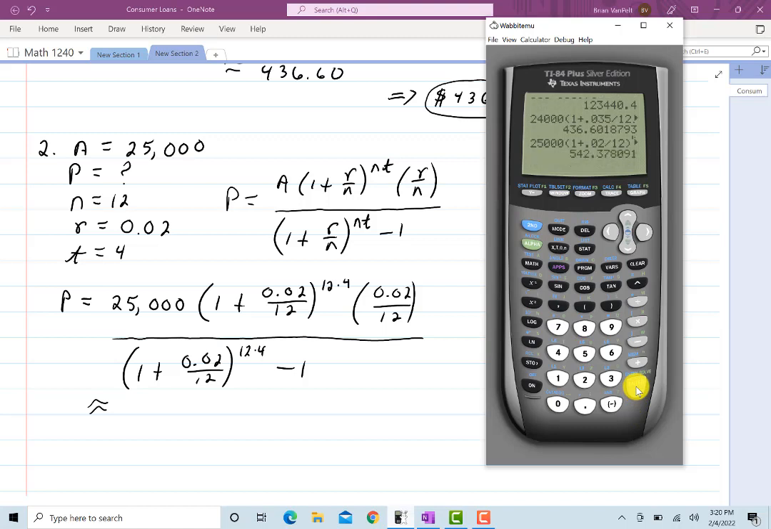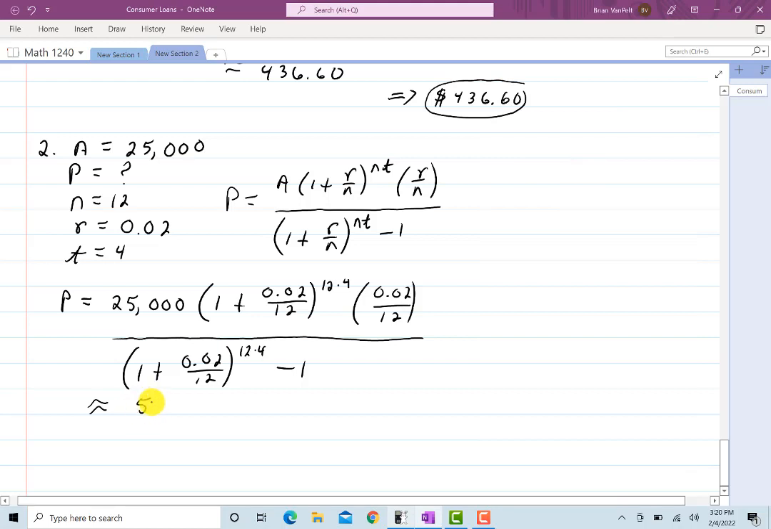Enter. 542.38. So there's our payments on that one.